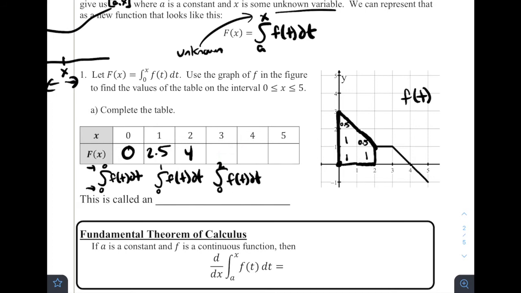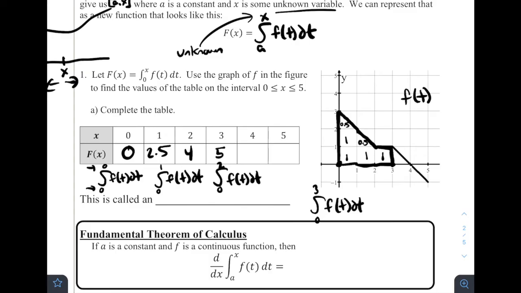Okay, well, now our limits of integration are going from 0 to 3 of f of t dt. Well, we're going to get rid of this. We're not going to stop at 2 anymore. We're going to go all the way up to 3, which is right here. And so now we're finding all of this area, and so we're adding an extra unit of area there. So that's going to bring us up to 5 total units of area.